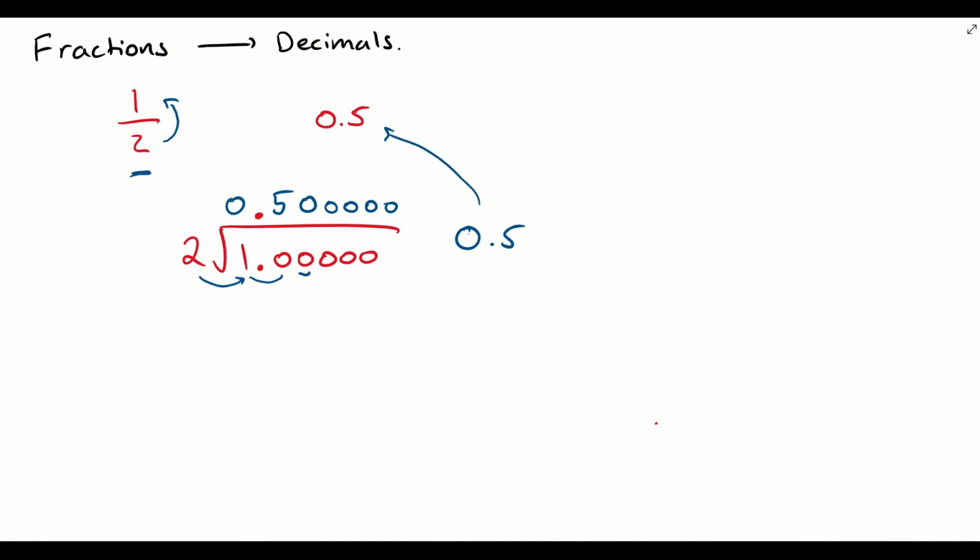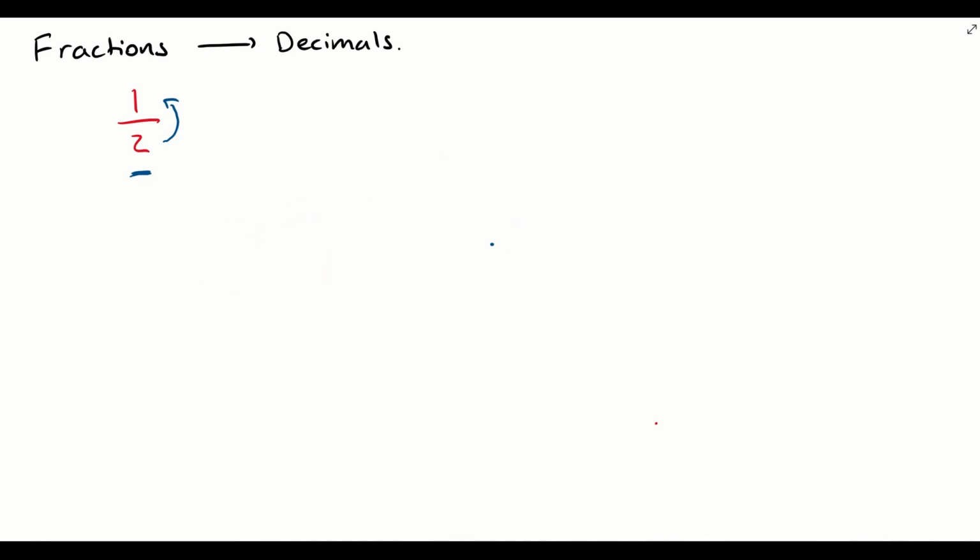So can we do this with another fraction? So I'm going to rub this out, and we are going to take a look at something like a quarter. Now, a quarter is another one that you might already be familiar with, and we know that that is 0.25. But again, can we prove this? So how many times does the number 4 go into the number 1? So let's write it as 4 into the number 1.